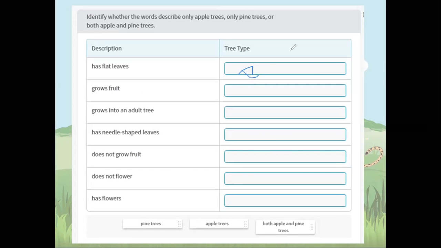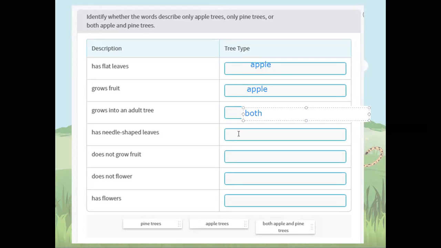Let's just try the first letter. Apple. Grows fruit. Which one grows fruit? Apple, as it must have a flower to give fruit, and the flowering plant is apple, not pine. Pine is not flowering. Grows into an adult tree. Which one grows into an adult tree? Of course, both.